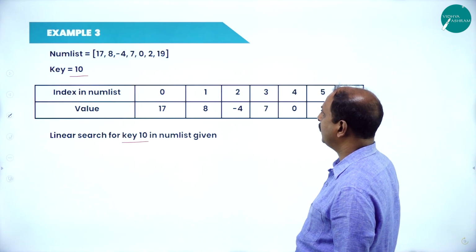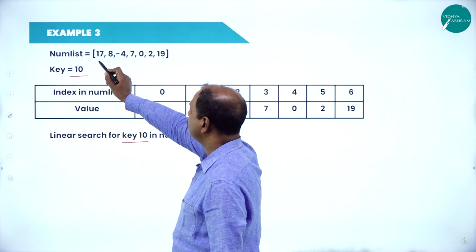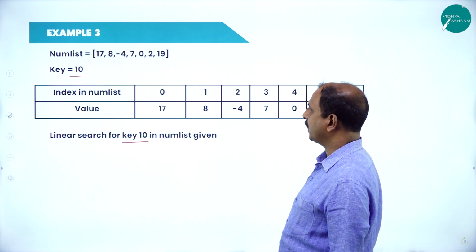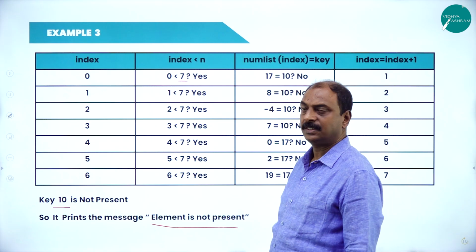Now look at the example here, 10. This 10 is not present in the given list. So this is one more example for linear search.